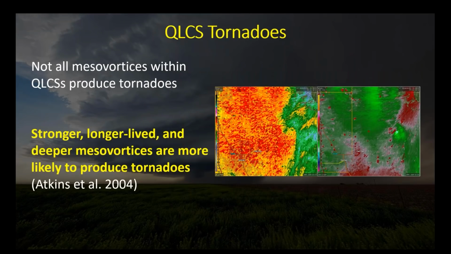Now, not all mesovortices within QLCSs produce tornadoes. However, the stronger, long-lived, and deeper mesovortices are more likely to produce tornadoes.